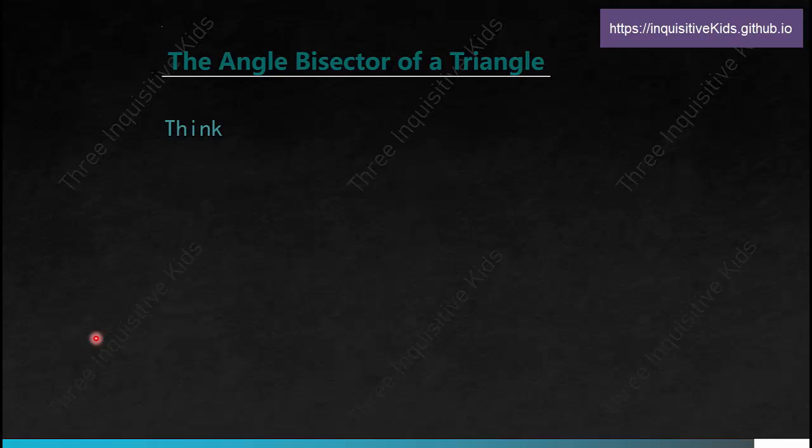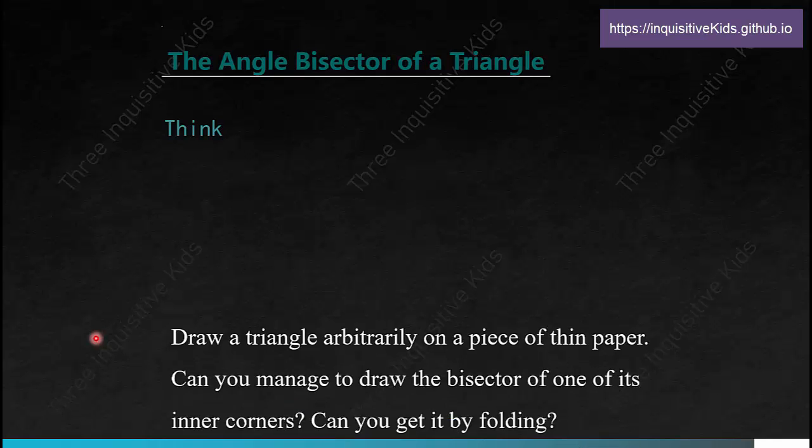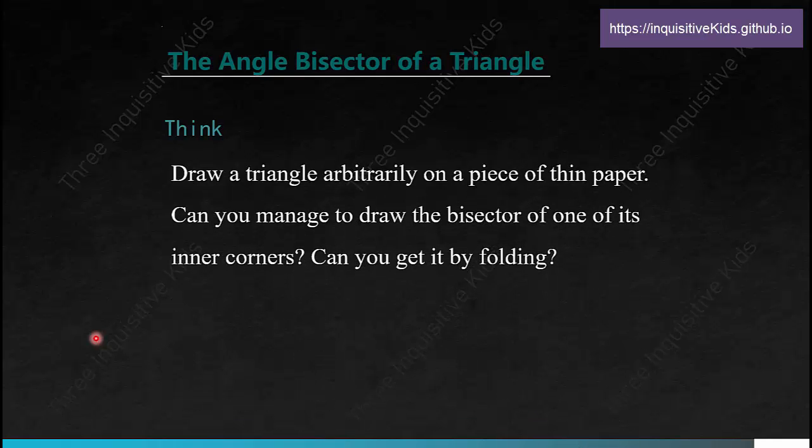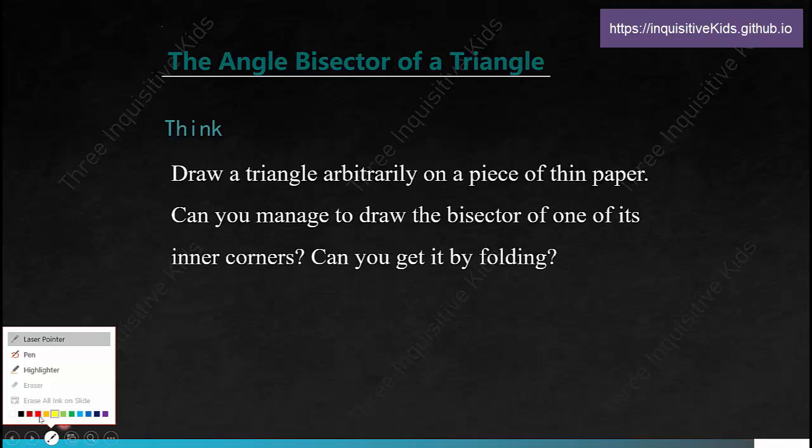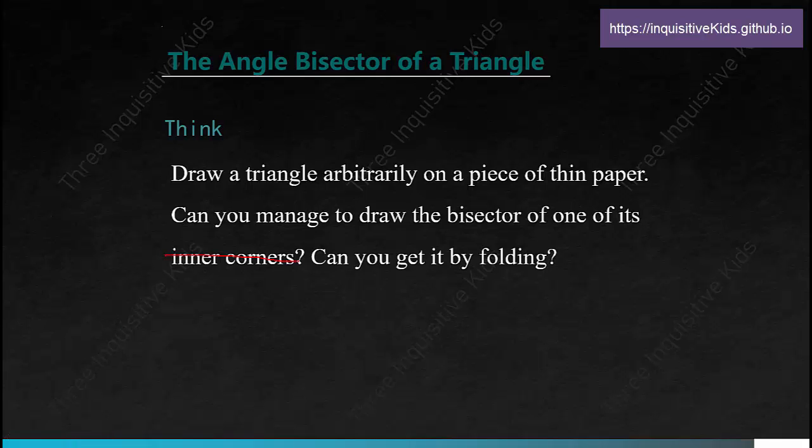Now let's think about the angle bisector of a triangle. Draw a triangle arbitrarily on a piece of thin paper. Can you manage to draw the bisector of one of its inner corners? Sorry, inner corners, that is not the mathematical language. Instead of inner corners, think about interior angles. I'm just going to write angles. Interior angles. Can you get it by folding anything?